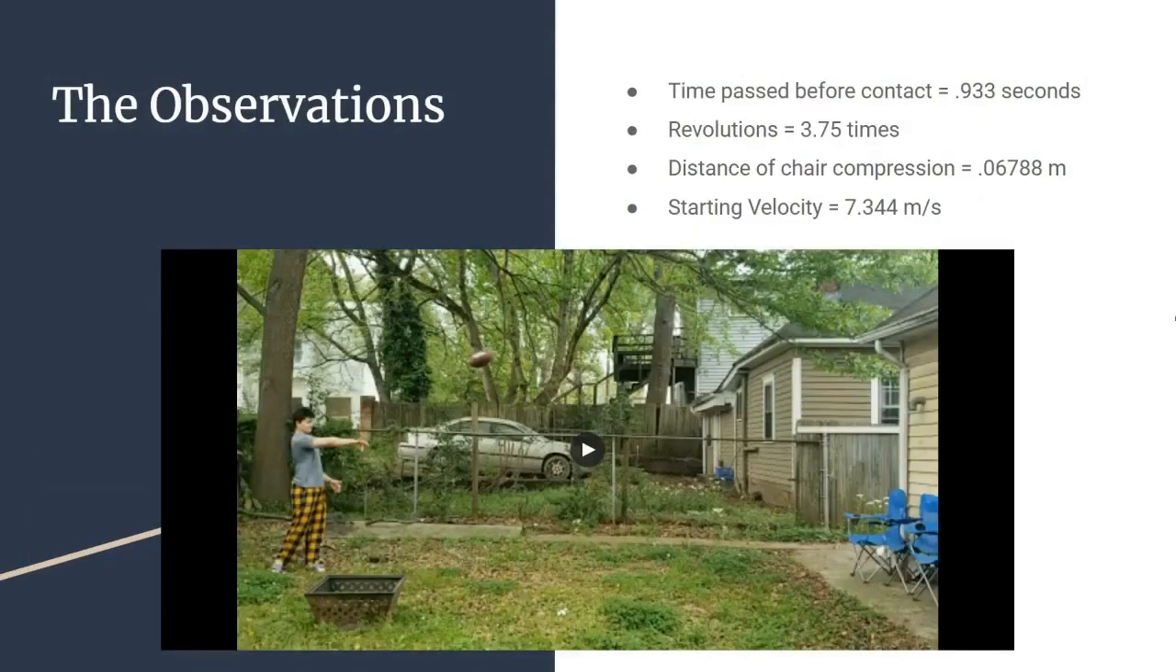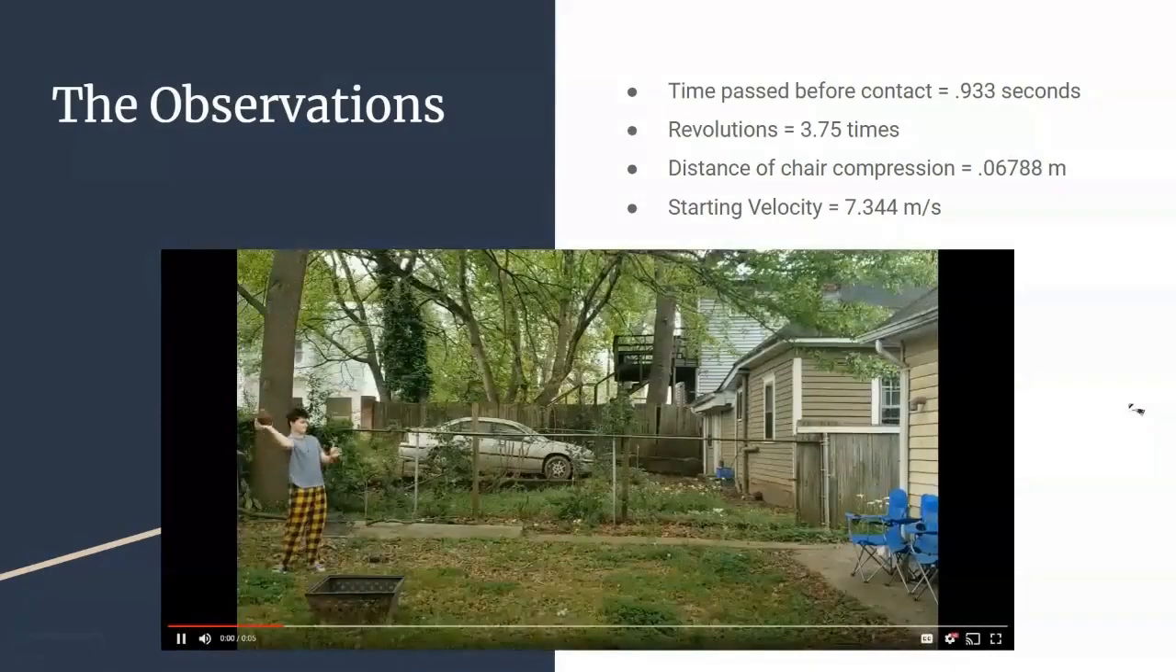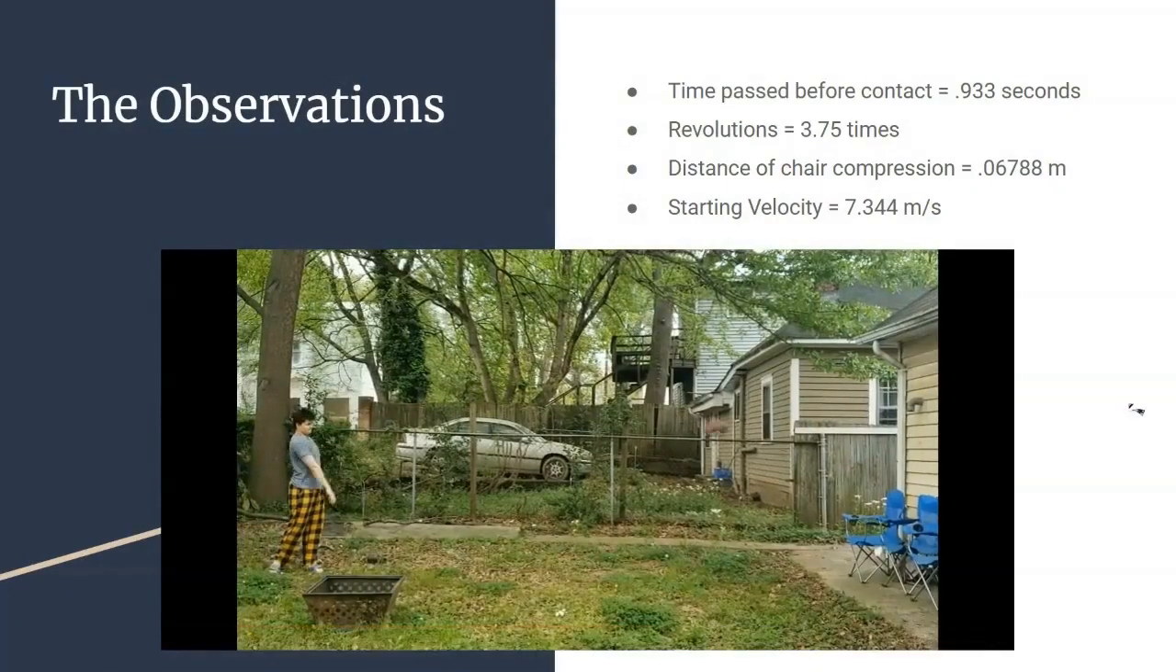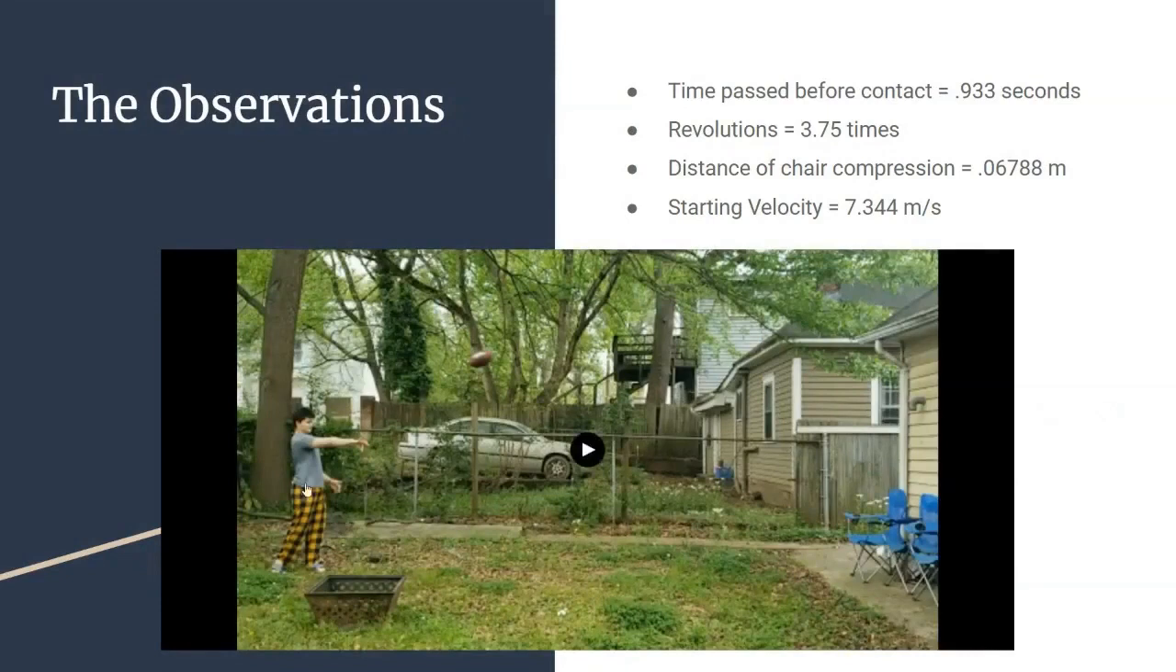Getting into the actual observations of the lab, here we have the video which we used Tracker on to track the center of mass throughout the flight of the football. In that video, we observed that the time passed before the football contacted the chair was 0.933 seconds. The number of times that the football revolved was 3.75 times, which we determined by looking at the laces. The distance of the chair compressing from the time the football initially touched it to the time that the football stopped its motion was 0.06788 meters, and the starting velocity of the football was 7.344 meters per second.